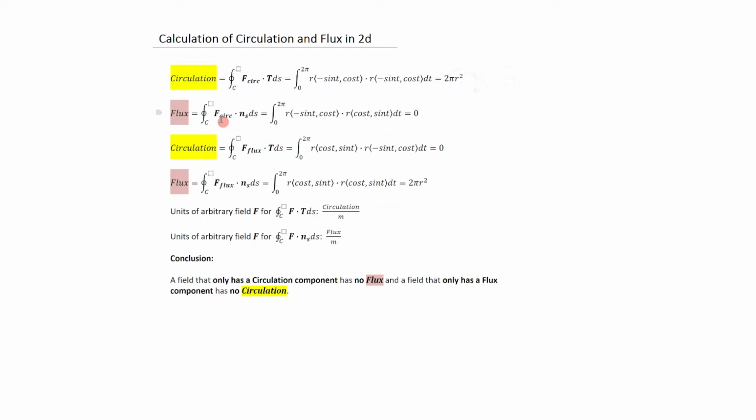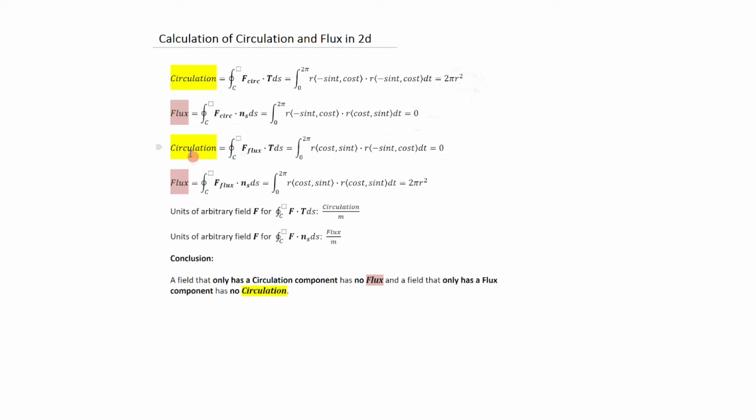If I take that same field now and instead do a flux calculation, that means I use the normal vector, and I'll end up with a value of 0, which means that the flux for a field which has pure circulation is 0. All right, so that's interesting. It means that these two types of operations can give you information about the nature of the fields. A pure circulation field has no flux.